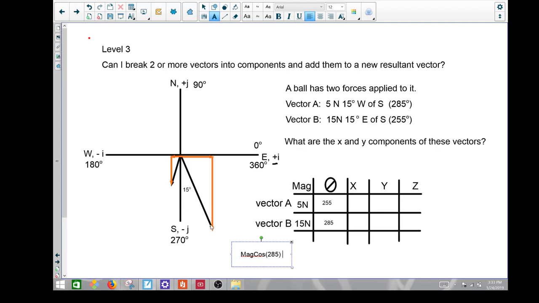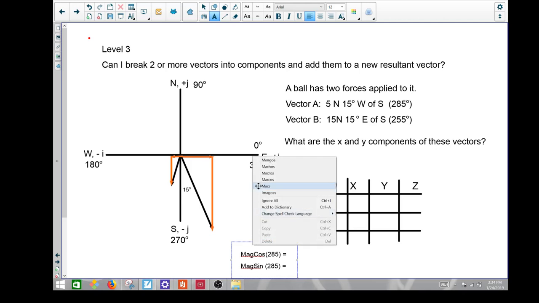So this is going to be the magnitude times the cosine of 285 equals. This will give me the x component of this guy. Then the magnitude, which is 15, times the sine of the absolute angle, 285, equals, and that gives us our y component. This will be done exactly the same as we move into the other vector. One thing different is a different magnitude, which is, take this out, we can put in the actual magnitude, which is going to be 15 for this guy. So let's do that. It'll be on the next slide.